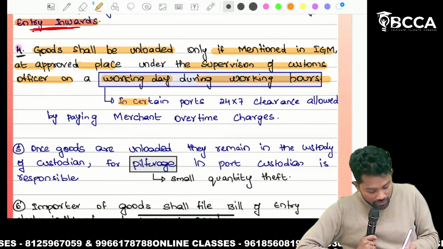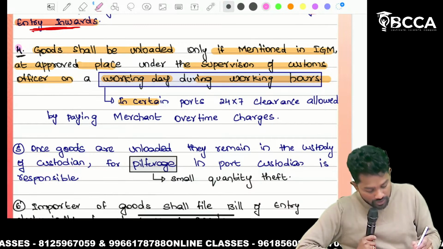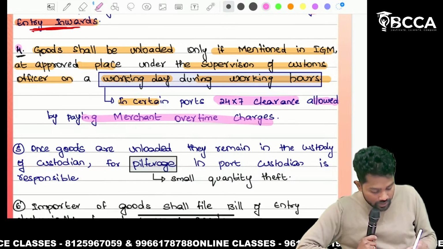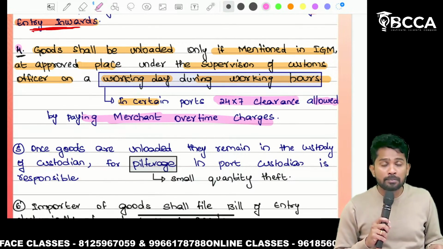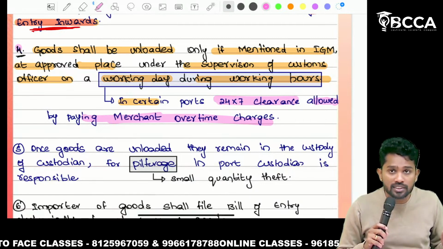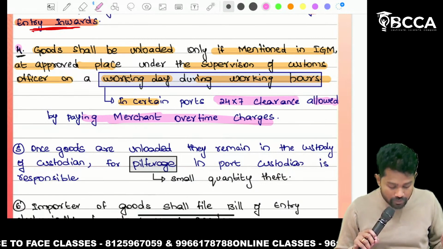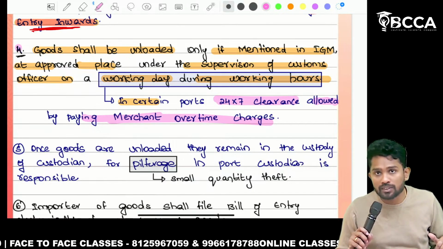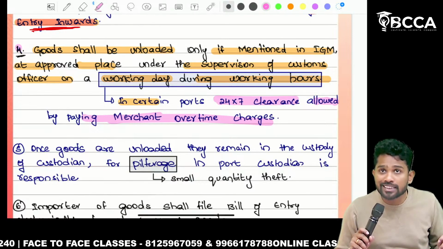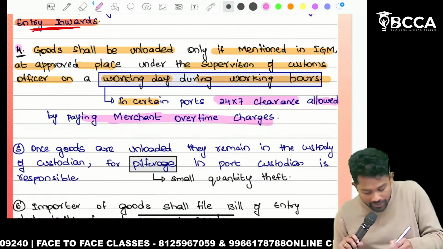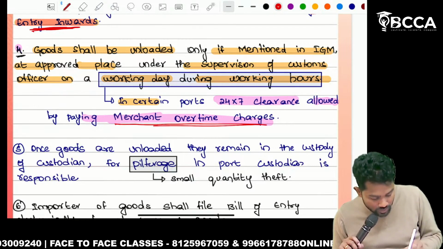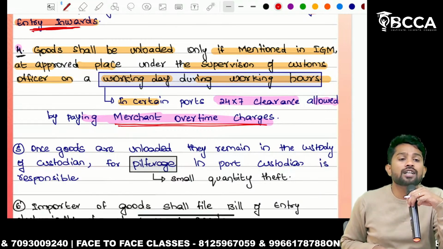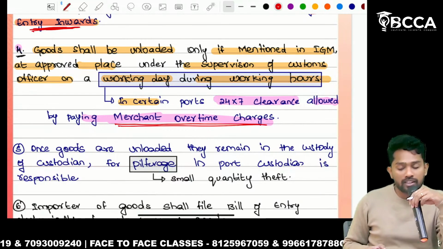However, in certain ports, 24/7 clearance is allowed by paying merchant overtime charges. You can import goods anytime. I mean, the loading and unloading can be done 24/7, even after working hours. But then you need to pay additional charges, which are called merchant overtime charges. You need to pay merchant overtime charges to the customs authorities. Then they will even supervise the unloading and loading after working hours.